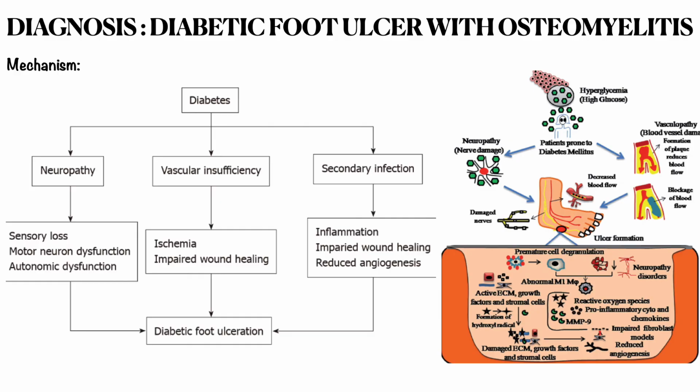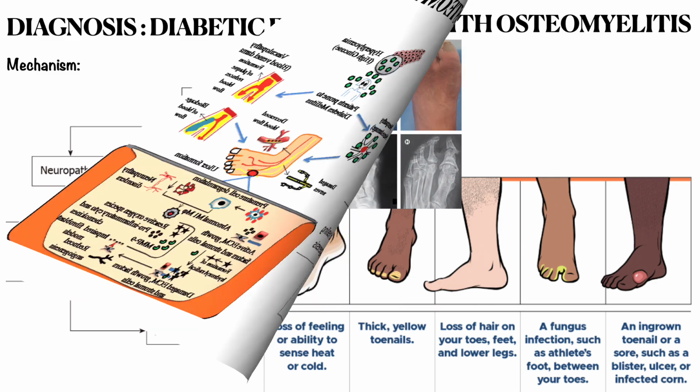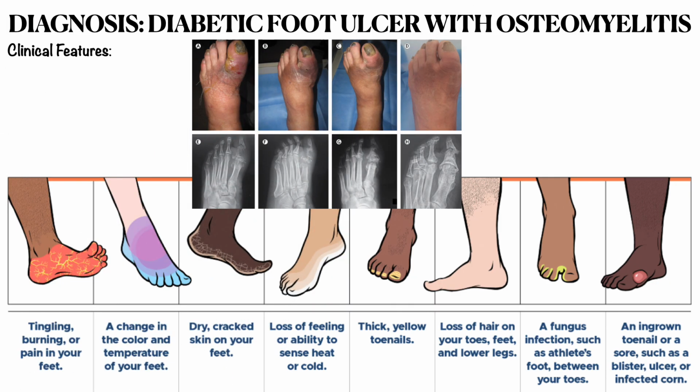That there is also reduced angiogenesis in there. These all factors contribute to the development of diabetic foot ulcer. And if the foot ulcer is deep enough, the infection might spread into the bone regions, which is causing osteomyelitis right here. So the clinical features you can see in the figure, right?